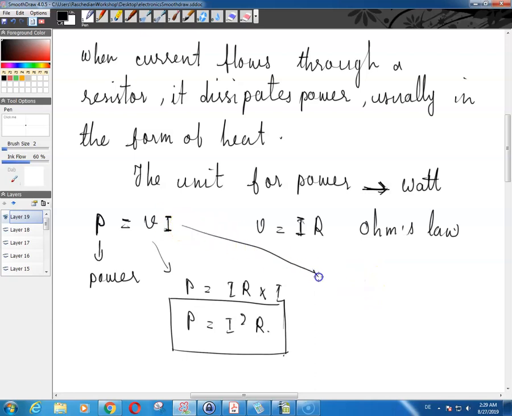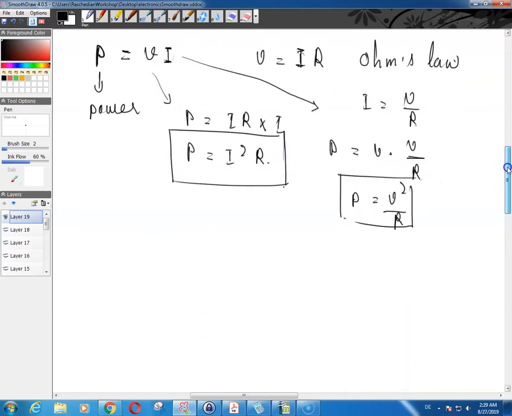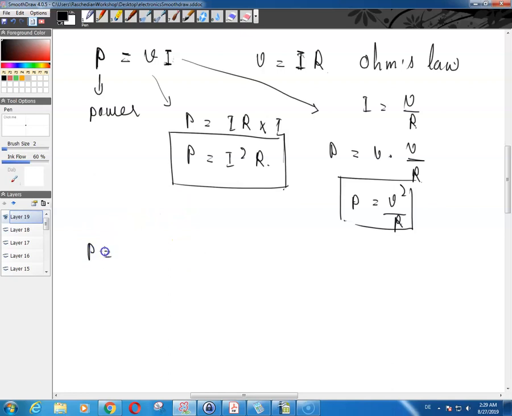Or in the same formula, instead of I, you know that I is equal to V over R. So instead of I, I can write V over R, so P is V times V over R, which is equal to V squared over R. So P is also equal to V squared over R. So we get these three formulas for power: P is equal to VI, P is equal to I squared times R, or P is equal to V squared over R. And in all of these three cases, no matter what formula you use, the unit for power is watts, meaning that the power is expressed in terms of watts.